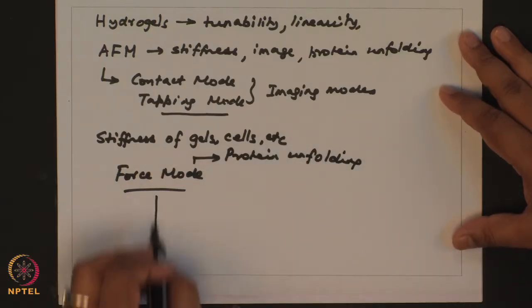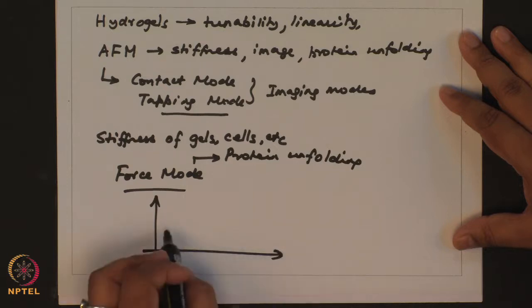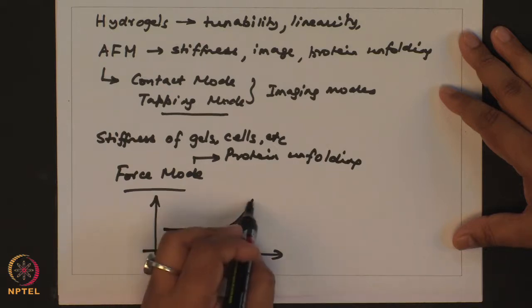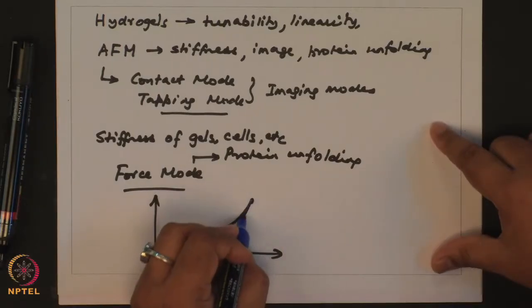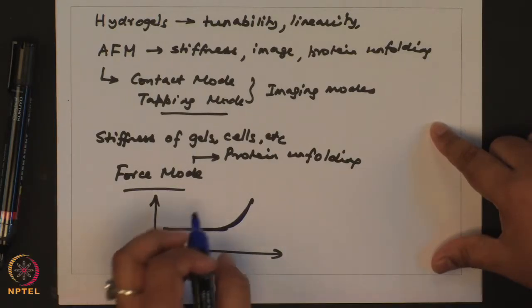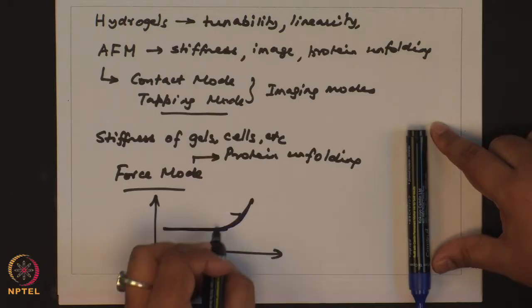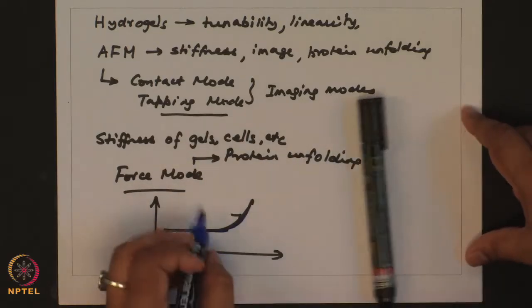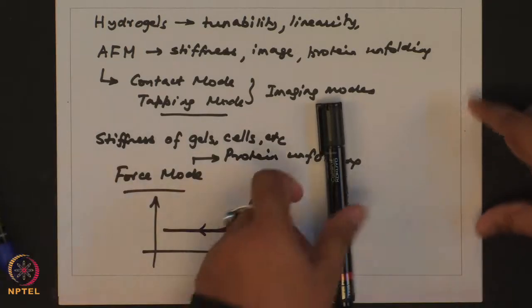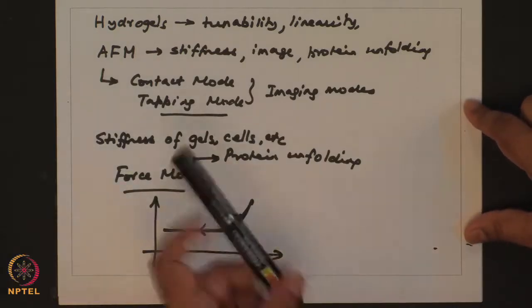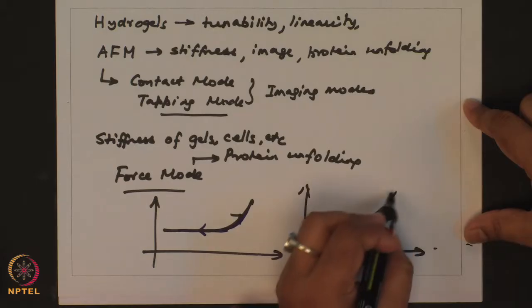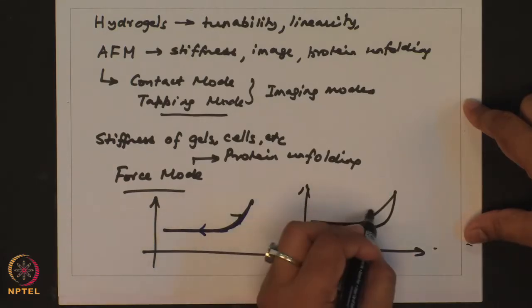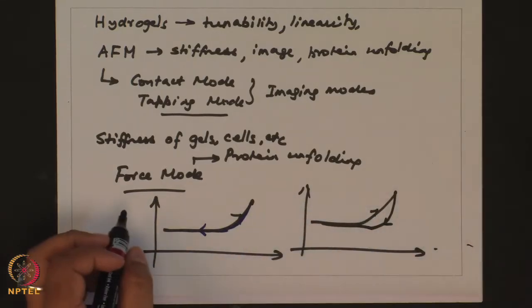I had mentioned that, depending on whether your material is elastic, you get a curve where the indent and the retract zones are indistinguishable. And if the material is viscoelastic like a cell, you get a curve like this, with one path of indentation and one path of retraction, suggestive of viscous damping.